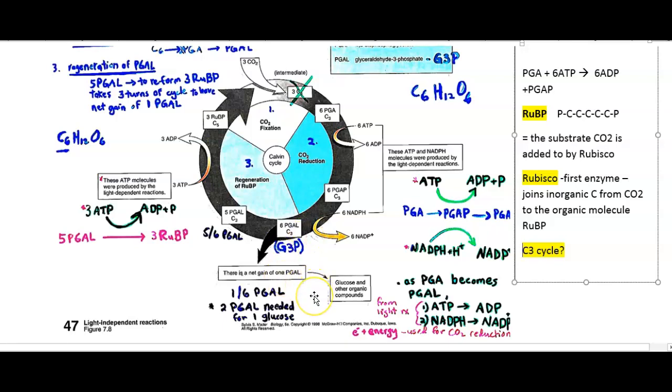So then another PGAL leaves. So now we have 6 carbons, so now we can make glucose. Right, so let's look over here. The initial light energy from the sun was used to make the ATP, right? Then the NADPH was also made, and now we're converting the solar energy into chemical bond energy.